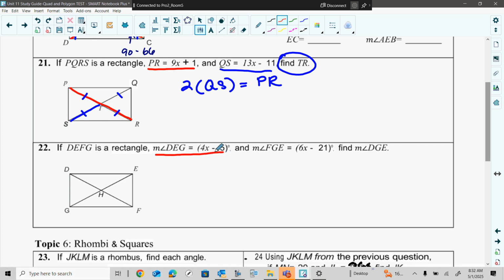We have DEG, that is this angle here. And we have angle FGE, that is this angle here. Oh, you're right. I thought QS is here. It's not double. It's just equal. You're right. I didn't read that right.